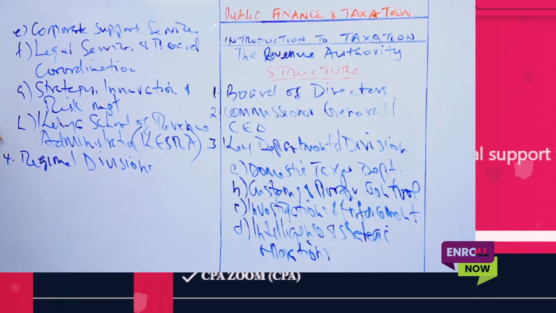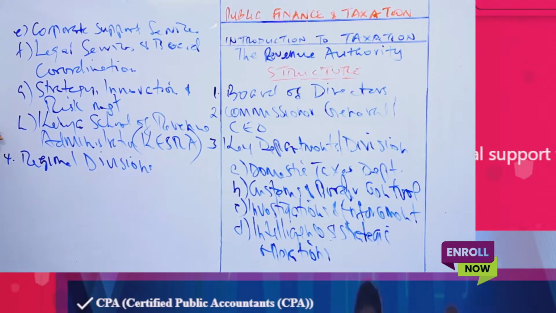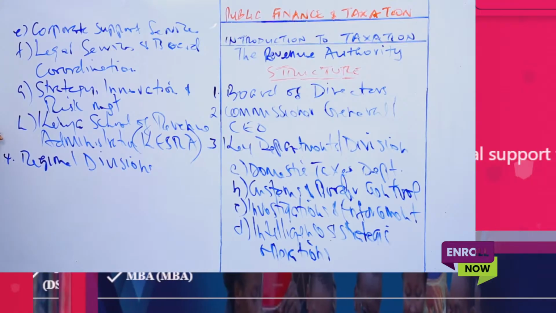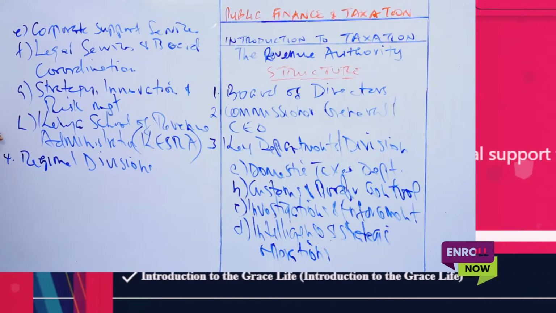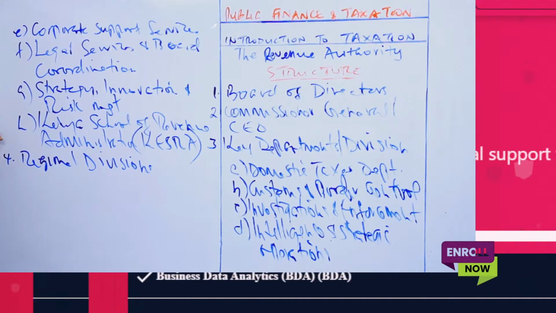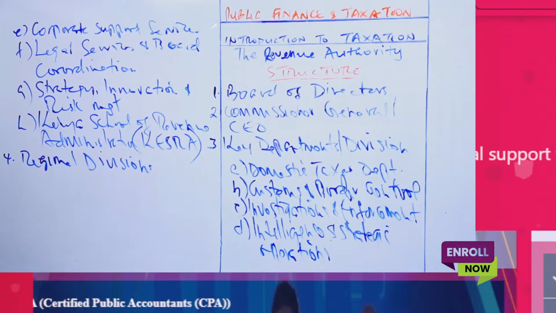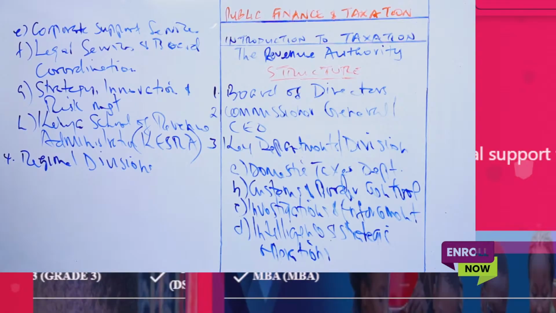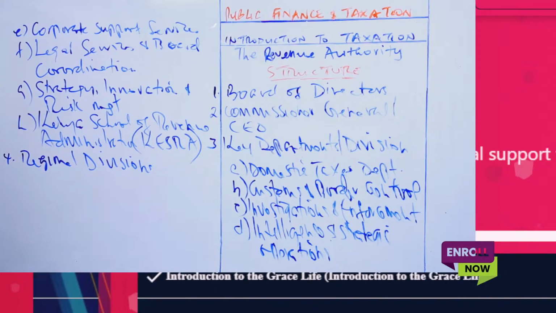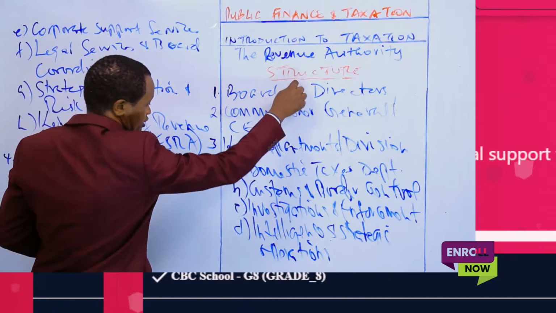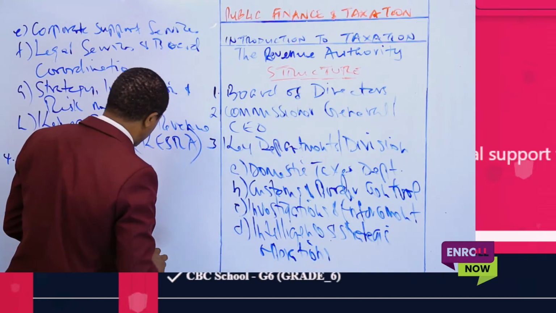KRA also maintains regional service centers across the country. We have the Nairobi region, the southern region, the western region, and so on. So generally, candidates, that is the KRA's organizational structure. We've outlined the structure. Let's move on to the functions.